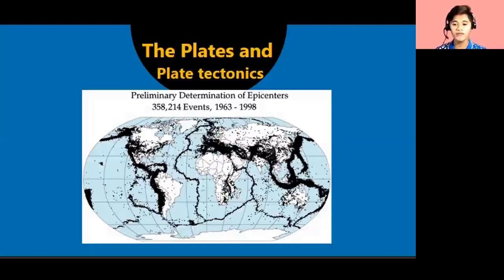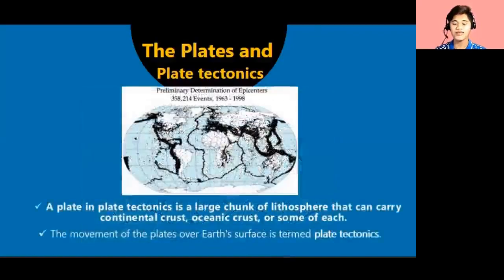The movement of the plates over Earth's surface is termed plate tectonics. Plates move at a rate of a few centimeters a year, about the same rate as a fingernail's growth. A plate is a large chunk of lithosphere that can carry continental crust, oceanic crust, or some of each.